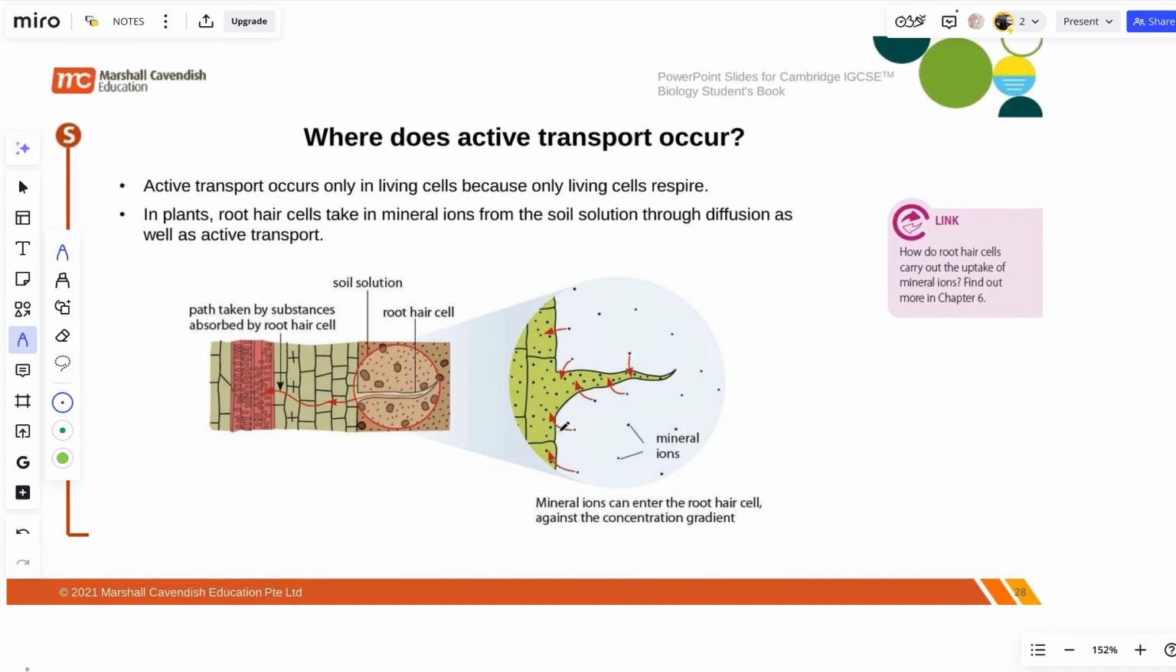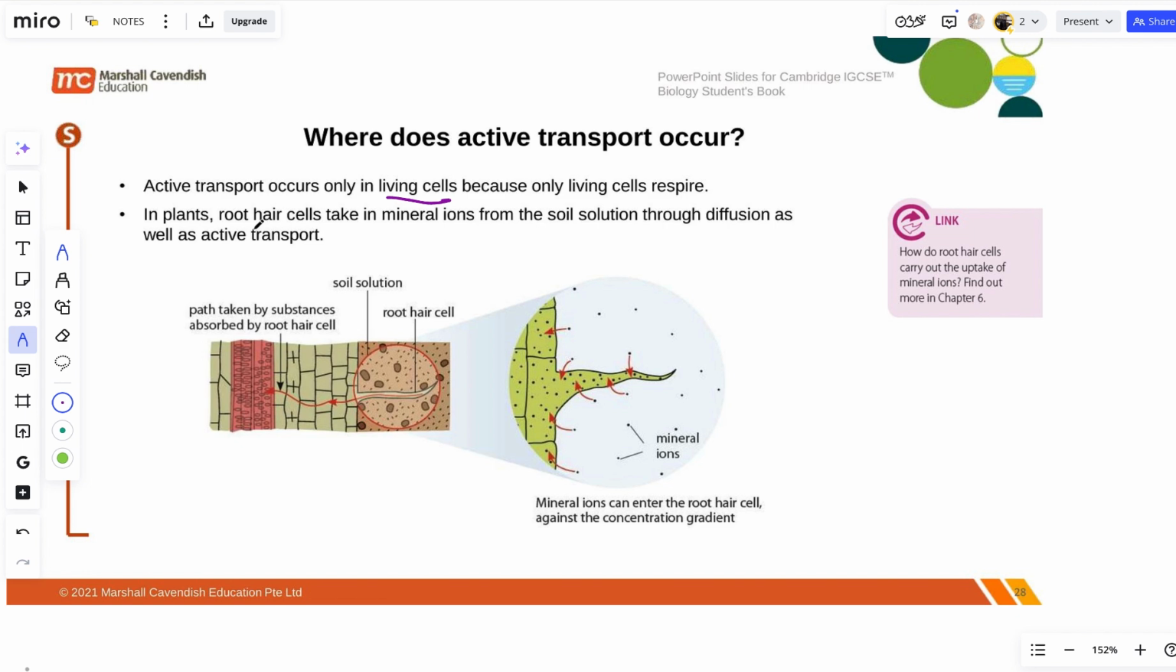Where does active transport occur? Let's take a look at places where active transport normally takes place. Active transport occurs only in living cells because only living cells carry out respiration. Remember, we need energy from respiration. So only in living cells can active transport take place. Not like the perfume in the case of diffusion. Diffusion can happen in non-living things. But active transport will only take place in a living cell, like inside our body, with digested food, how they move into the bloodstream or into the arteries. Okay, they require active transport.